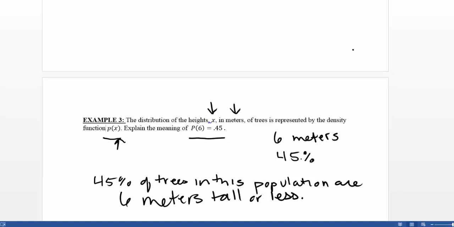You can certainly reword this in a variety of ways, but the key here is that we're talking about 45% of the population, and that it represents all of the trees that are 6 meters or less. So we have to have those two key pieces of information to describe what is happening. Here we're not actually calculating anything. We're just interpreting the information. And when we interpret information, it's really important that we get the units right. So that meters is really important. And it's also really important that we realize that we're talking about a percentage of trees, the fraction of trees that have this quality of having a height of 6 meters or less.